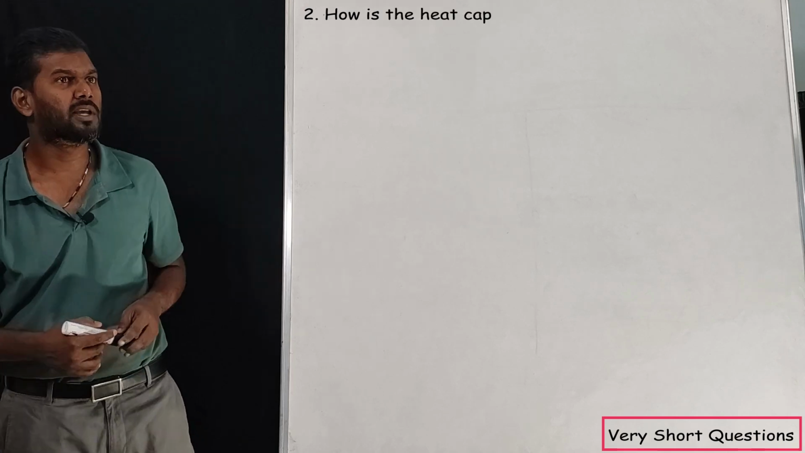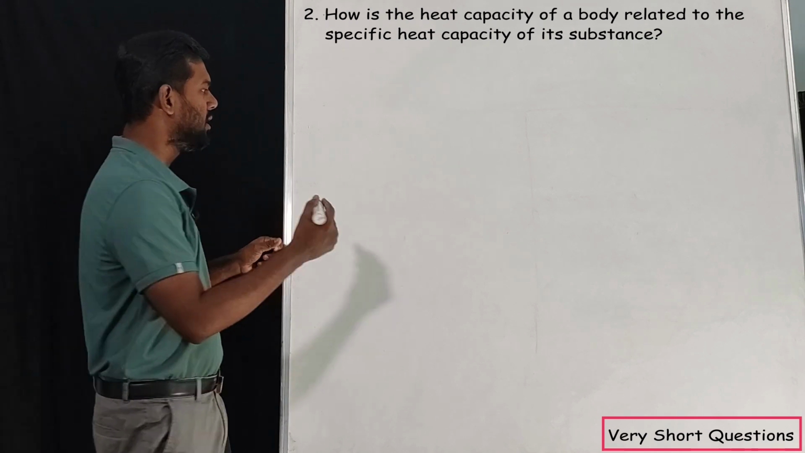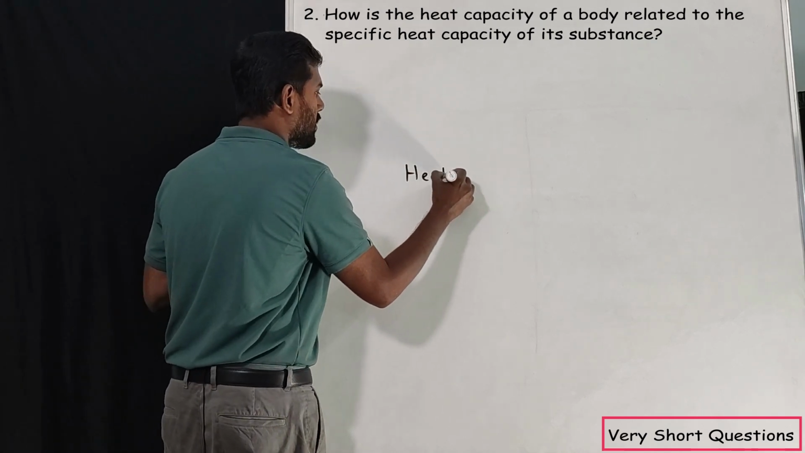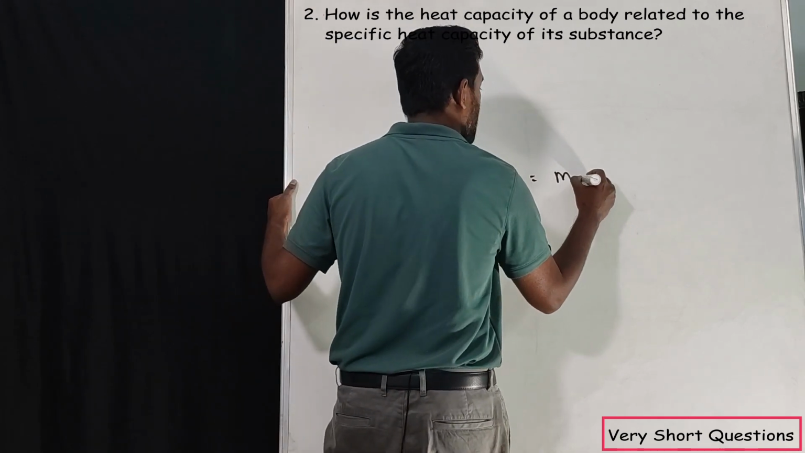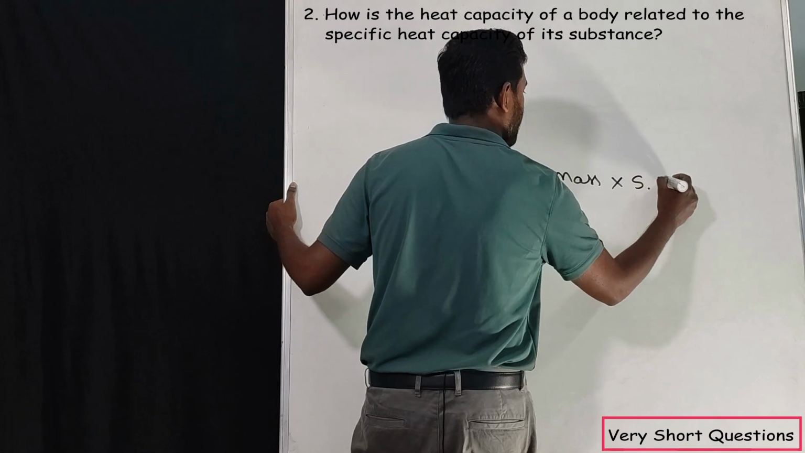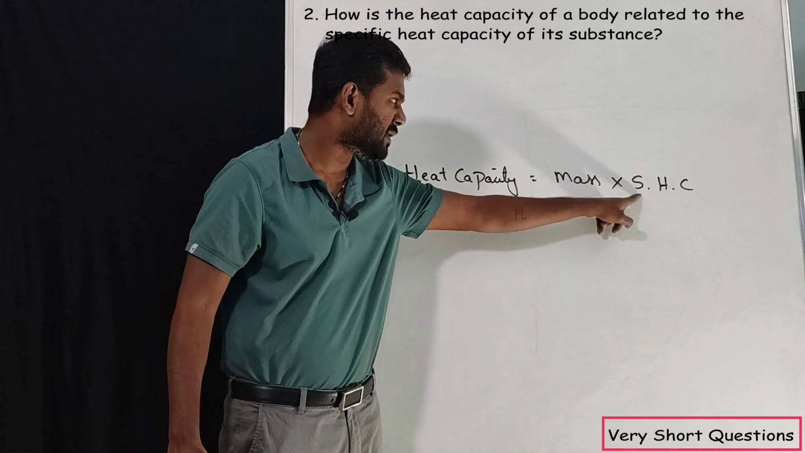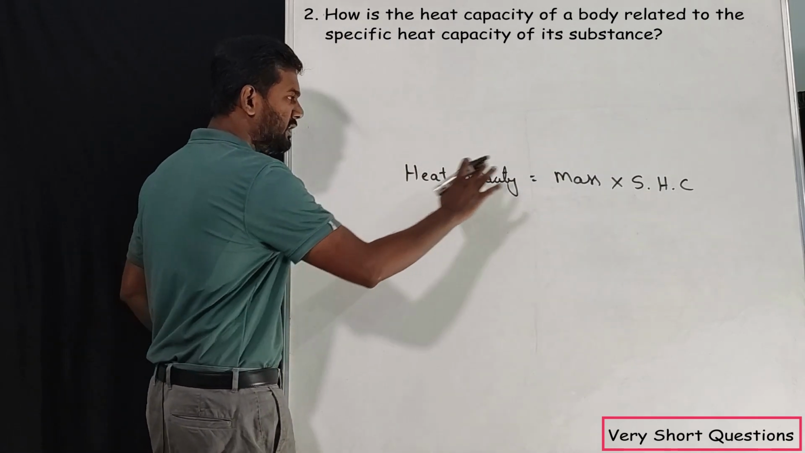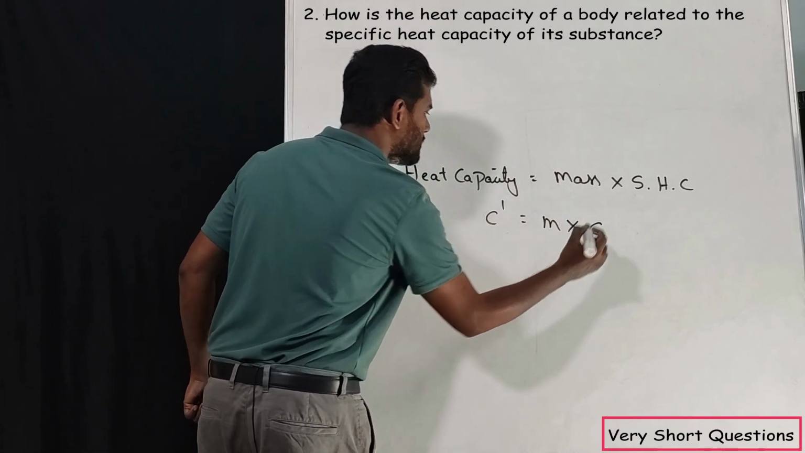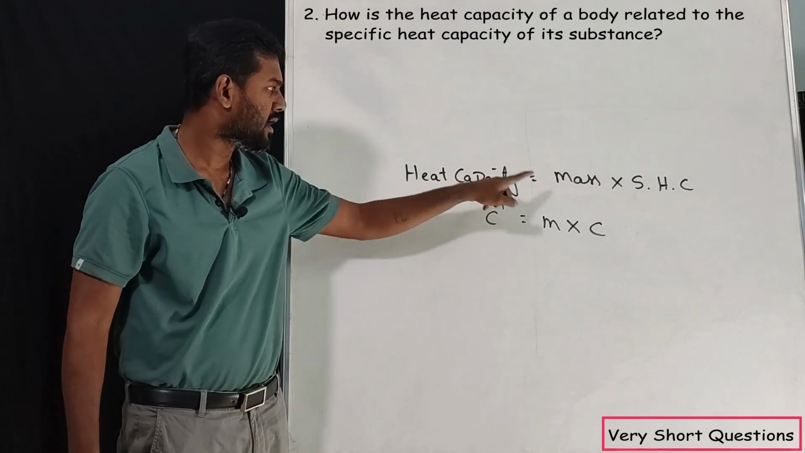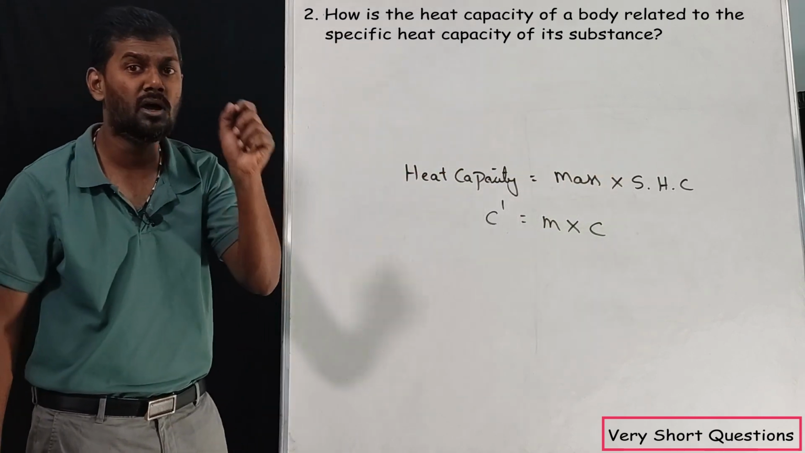Our next question. How is the heat capacity of a body related to the specific heat capacity of its substance? Very simple. Heat capacity is equal to mass into specific heat capacity. In the exam, don't write it in short form, use the expanded form, specific heat capacity. If you want to show this in terms of symbols, C dash is equal to M into C. So C dash represents heat capacity, M represents mass, C represents specific heat capacity. Don't use short form, use the expanded form.